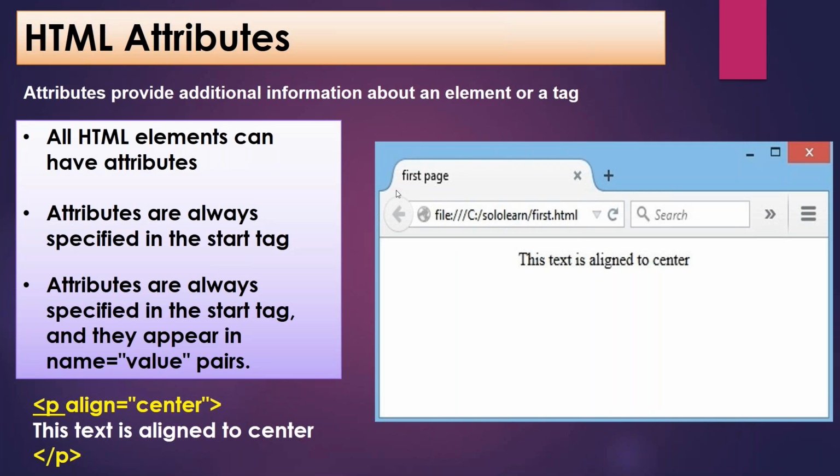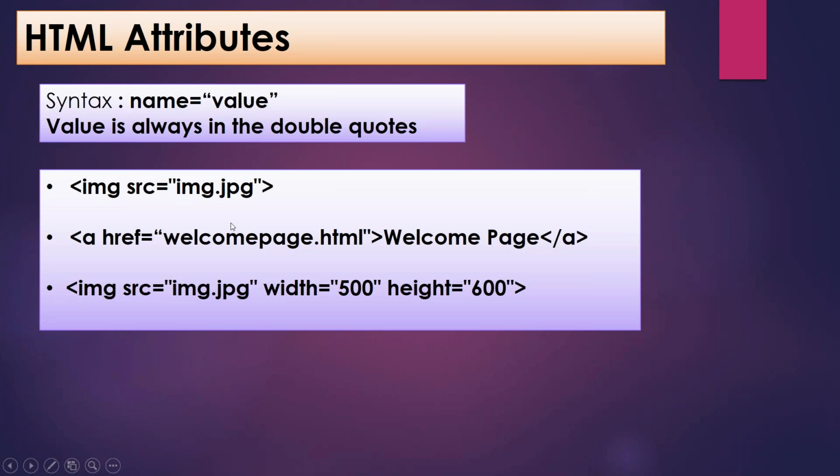Okay. Now have you all understood what is an attribute? For this level, just having understood what is an attribute is more than enough. Once we proceed, we'll learn more about this. Now here we'll just see, I told you an attribute has name and value pairs. The syntax of this attribute is name equals to value, which is written in double quotes. Value is always in the double quotes.